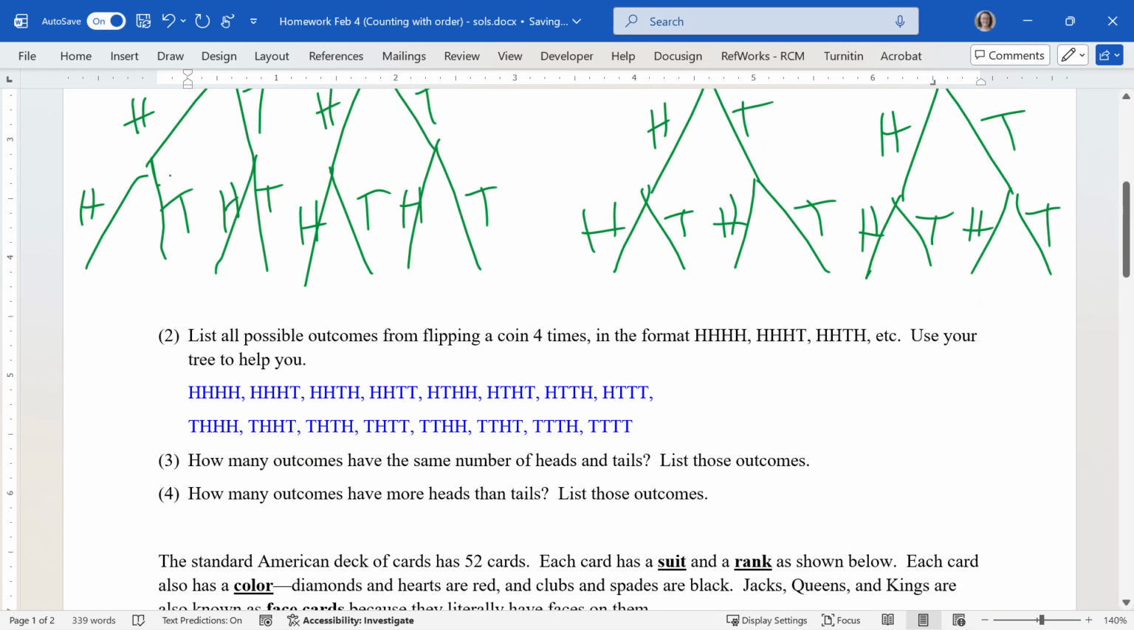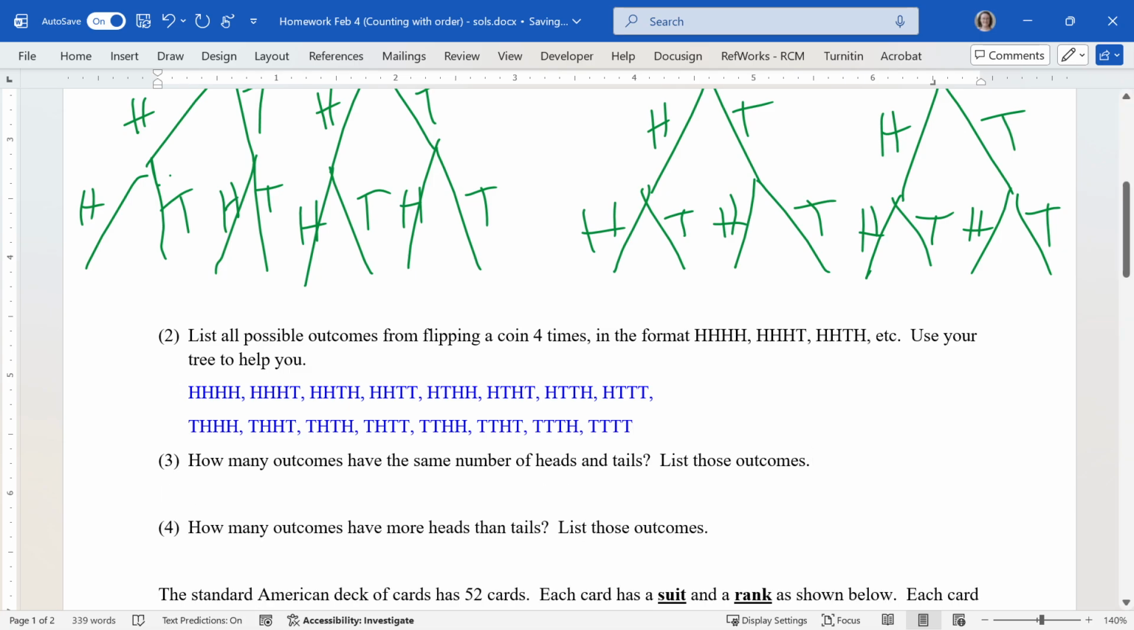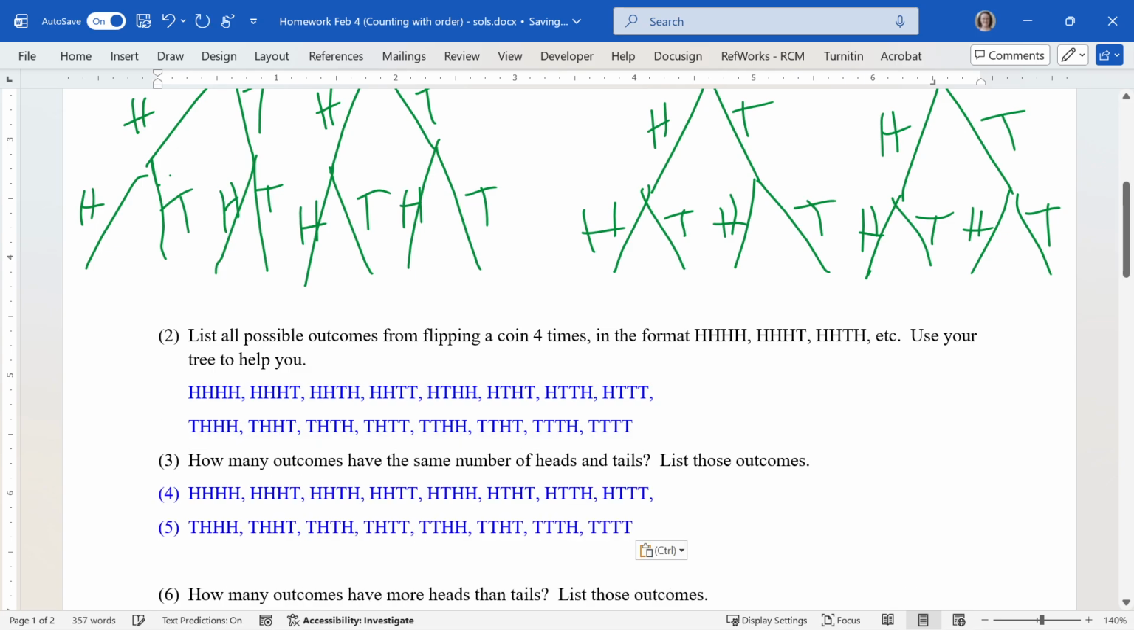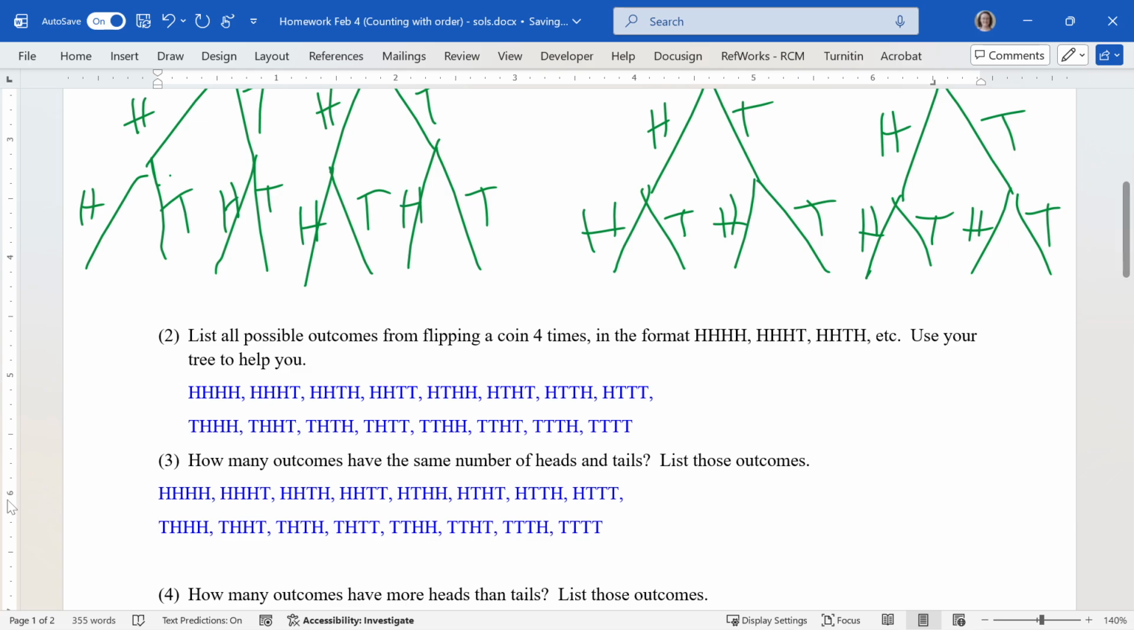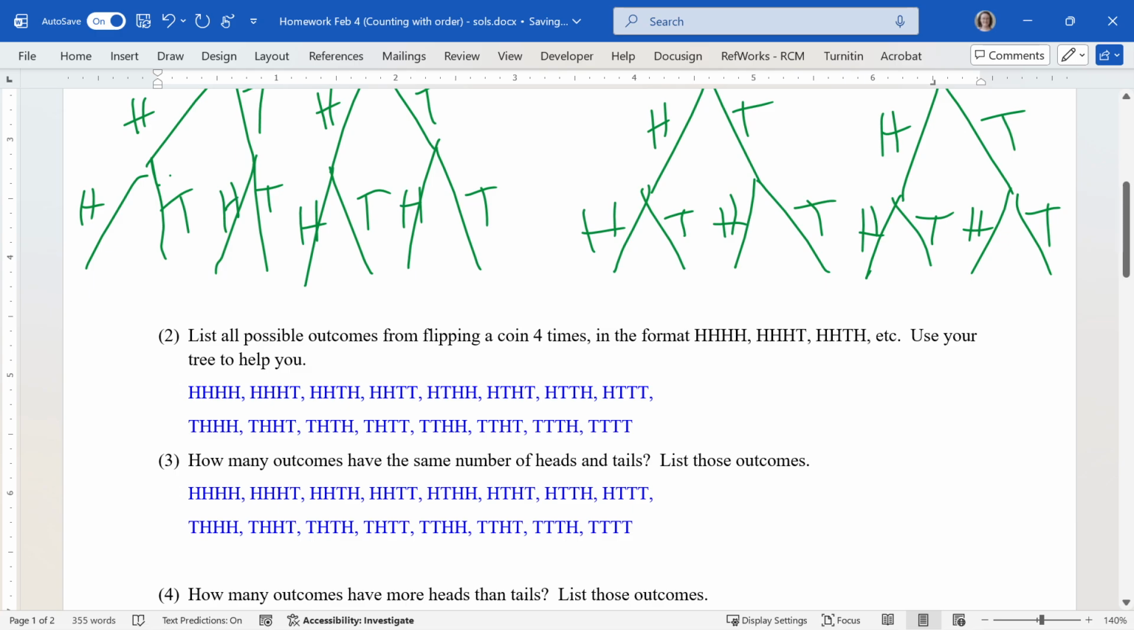Okay, so how many outcomes have the same number of heads and tails? And list those outcomes. So what I'm going to do is I'm just going to list all of them here, and then I'm going to cross out the ones that are not the ones that I want. So I want the same number of heads and tails. I guess that means I need 2 heads and 2 tails.